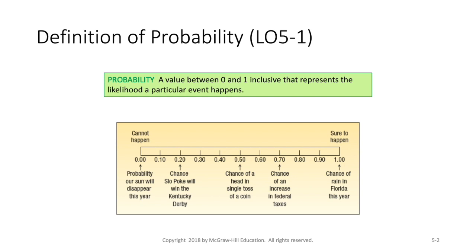We say that the closer it is to 0, then it's highly unlikely. You can see on this chart here, the probability that our sun will disappear this year, well, that's a 0. Good news, huh? But then as the values get closer to 1, the more and more likely that event will occur this year. We see the chance that Florida will get at least some rain this year, well, that's a 1 because it's a sure thing. Florida will at least have one day this year where they have rain.